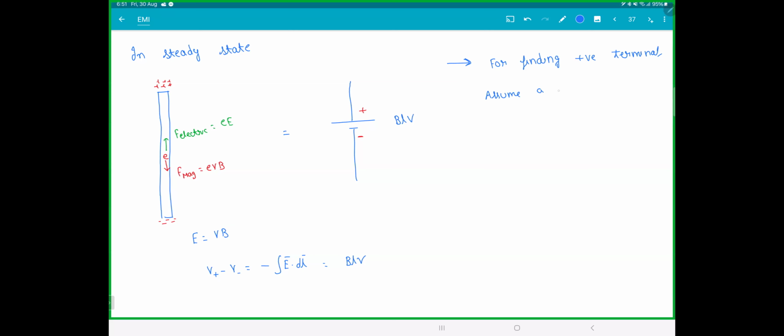Assume a plus Q charge and see the direction of magnetic force. That you know how to calculate. QV cross B. So whichever side the positive charge goes is the positive terminal, because that is where all the positive charges will accumulate. So that will start acting like a positive terminal. Automatically the other side electrons will accumulate, so that will be the negative terminal.